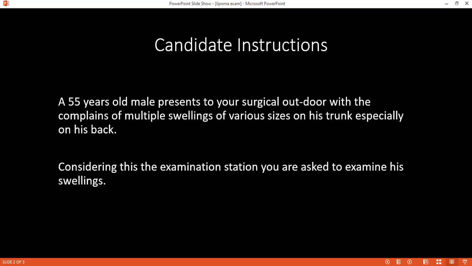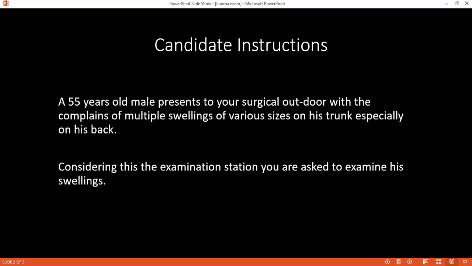There is no fluctuation. The lump is not pulsatile, not compressible, not reducible, and not tender. Yes, non-tender, non-pulsatile, non-compressible. Fluctuation is negative. There is no bruit which can be heard. There is no associated lymphadenopathy. And the transillumination test was negative.